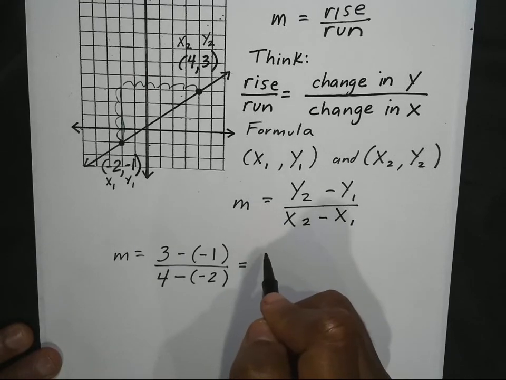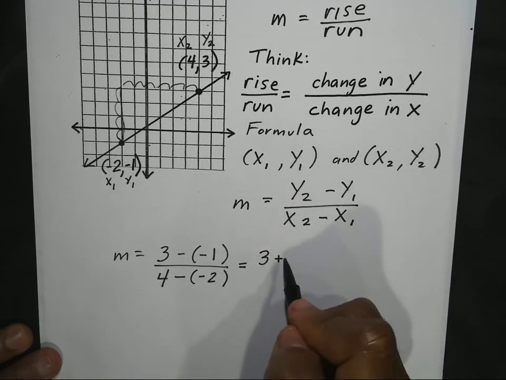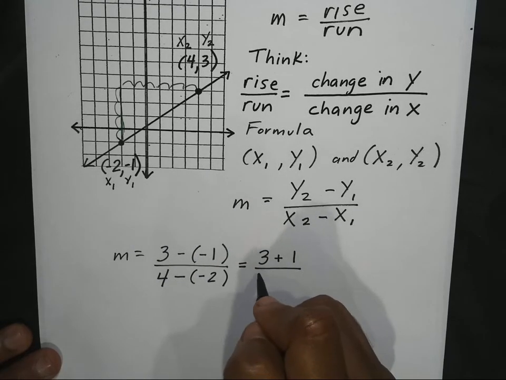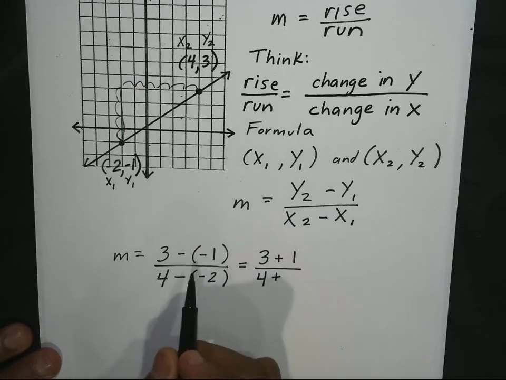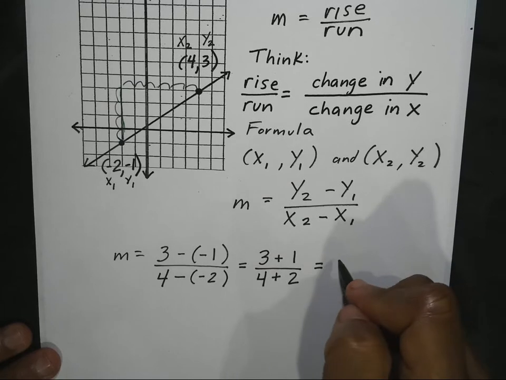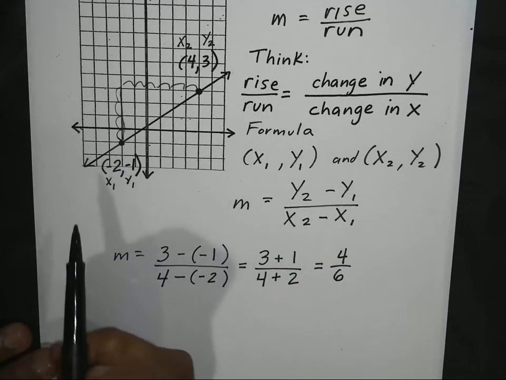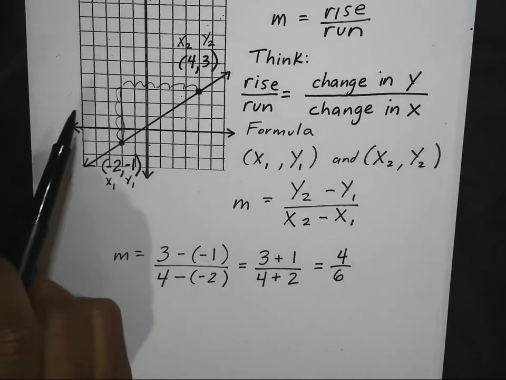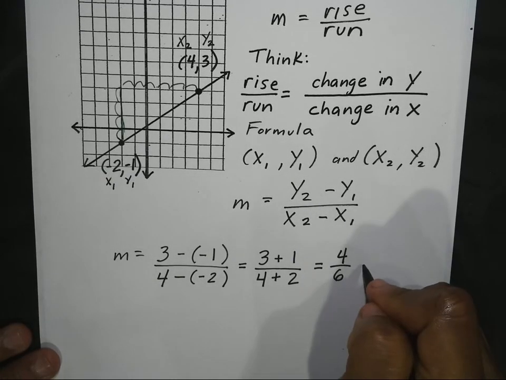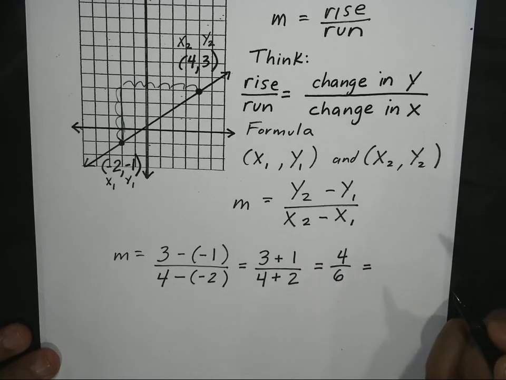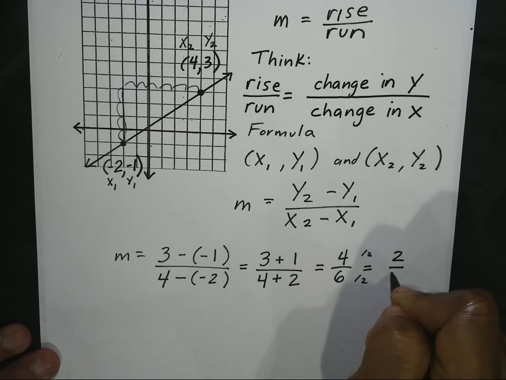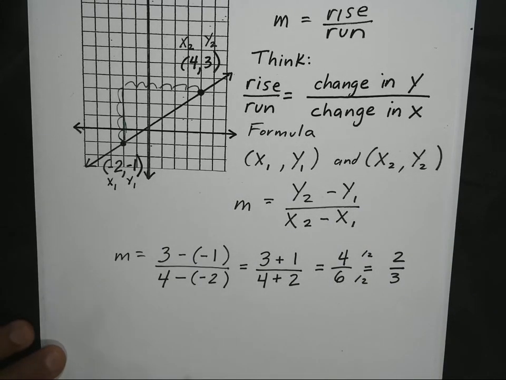So that's going to equal 3 plus a +1, and for the bottom, add the opposite, so that's 4 plus a positive 2. 3 plus 1 is 4 over 6, which we set up here. We had a rise of 4 and a run of 6, so we have 4 over 6 as our slope, and of course we simplify that. We divide by 2, divide by 2, and that gives us 2/3 as our slope.